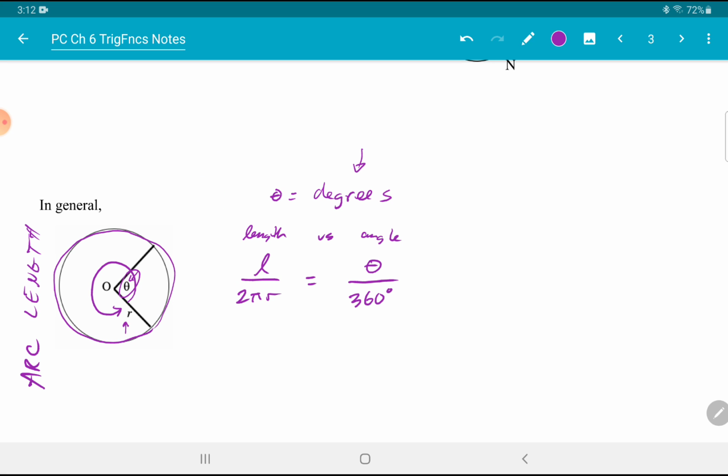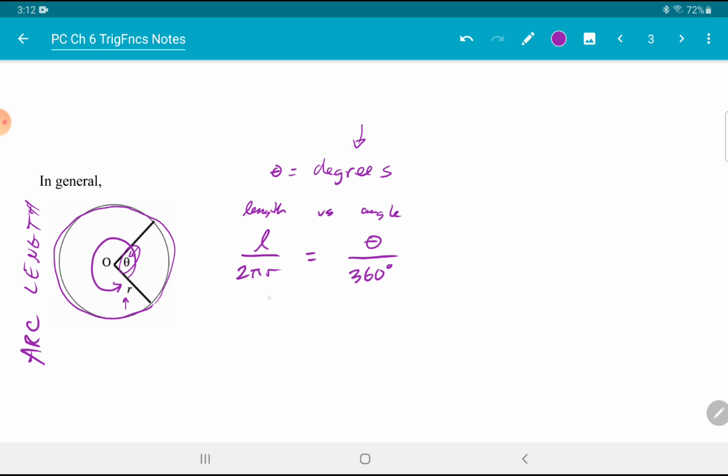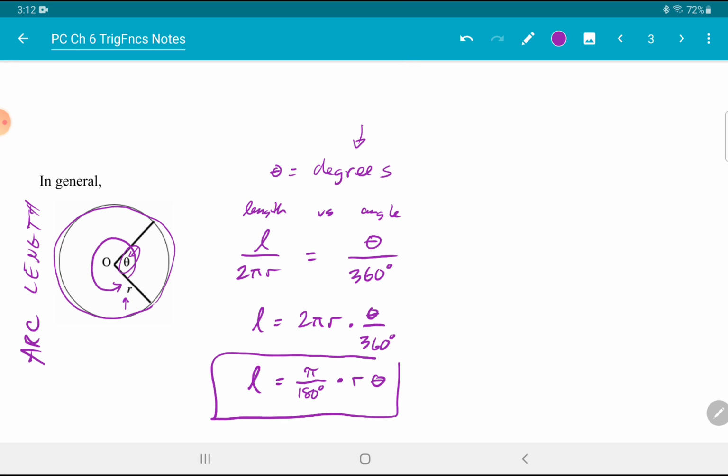Okay? But in essence, when we want to solve for arc length, if we basically want to isolate L, you can see that L is equal to 2 pi r, bringing it over to the other side, times theta over 360 degrees. Or, simplifying it through, we see that we get pi over 180 degrees times r theta. And so that's going to be our arc length, given that theta is in degrees. Okay. Now, we also have another form of measurement.